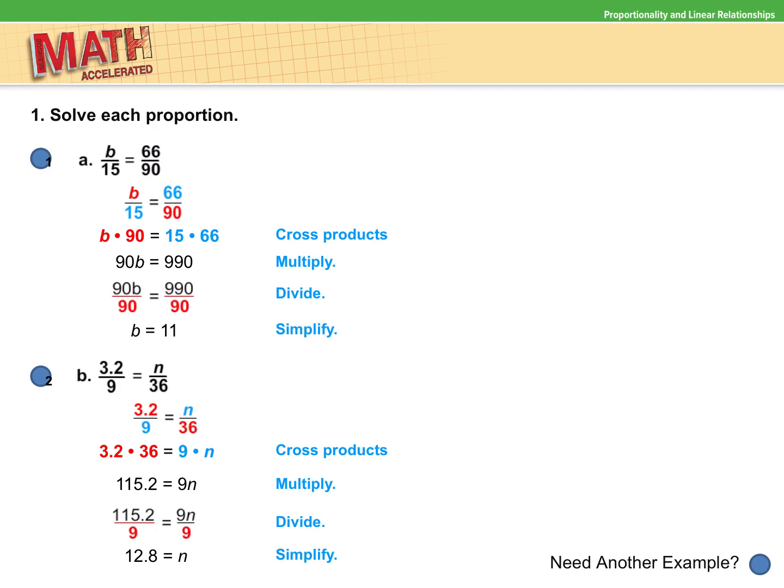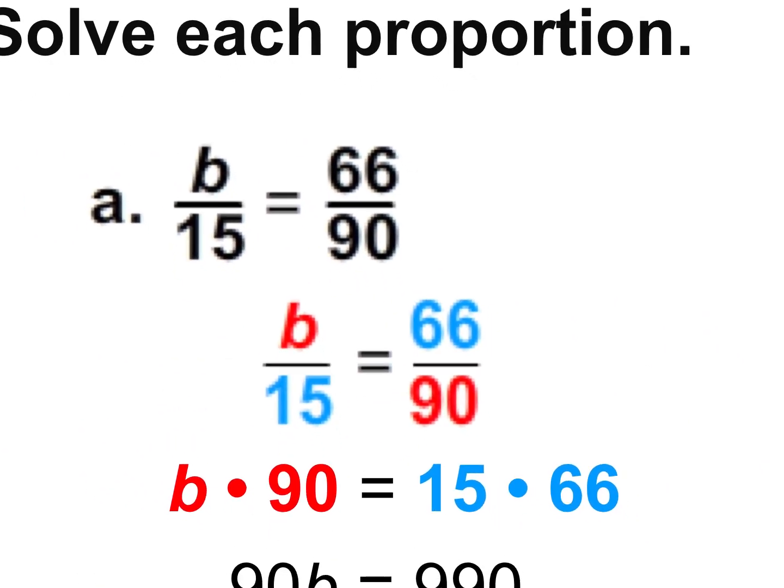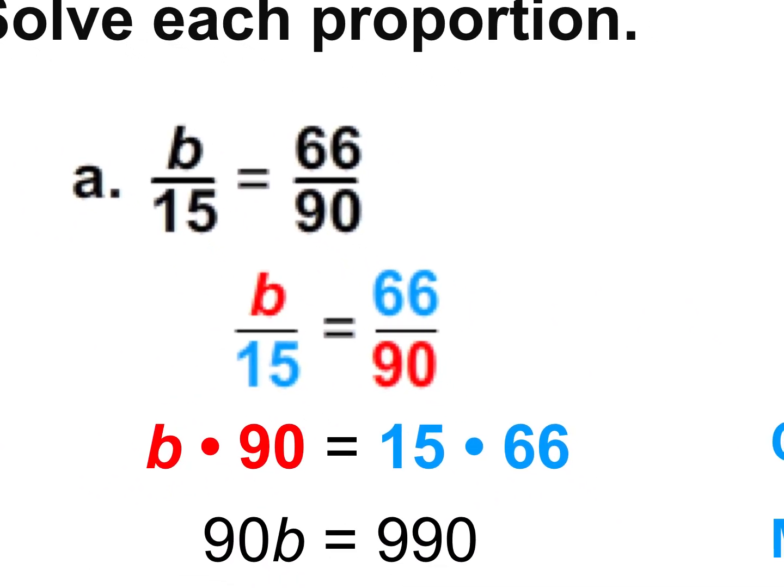A lot of practice. Looking at A, we have B over 15 equals 66 over 90. So we have an equal sign, so we need to cross multiply. Okay, so we have B times 90, which is what? 90B. And then we have 15 times 66, which you get 990. Okay, so that's step one.